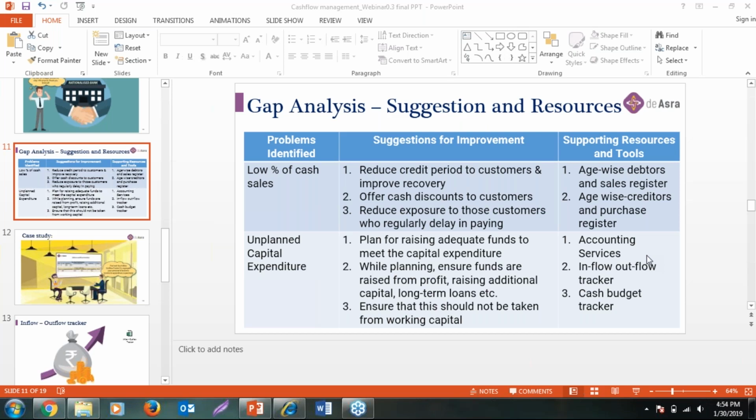So lower percentage of cash sales, what does this mean? Reduce credit period to customers and improve recovery. That means, as I gave you the example just a few minutes before about a pen, reduce the credit period of that customer, reduce the credit amount of that customer, and try to gain more cash from him for the product which you are selling. So this can be more beneficial, friends.